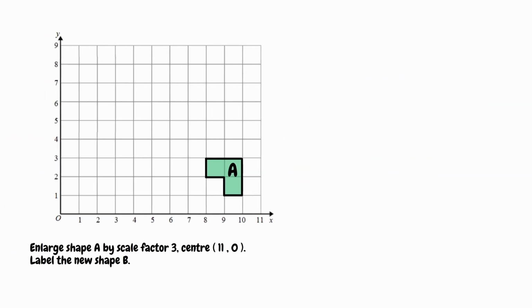So for this final question, we need to enlarge shape A by a scale factor of 3, and we have a centre point of (1, 0). We then need to label the new shape B. So what I'm going to do first here is label that coordinate for the centre point of (1, 0). So now that I've done that, I'm going to find some vectors.